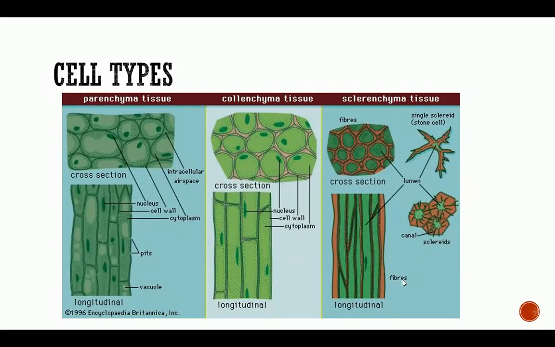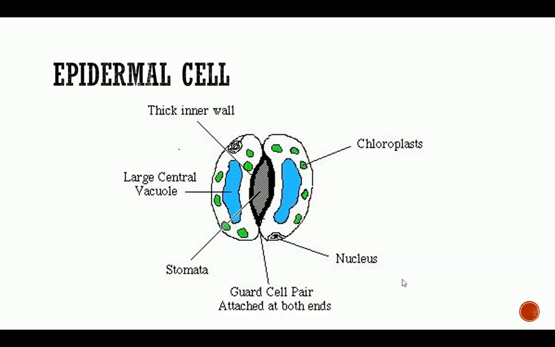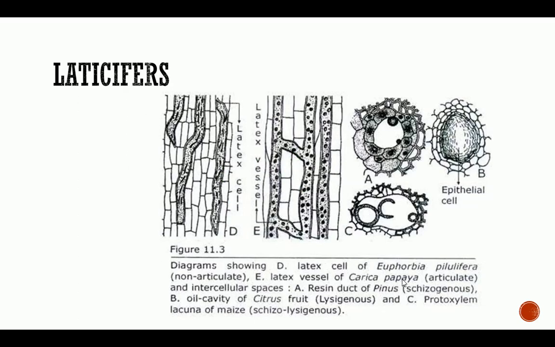All right, we have the cell types. We have the parenchyma tissue, the collenchyma tissue, the sclerenchyma tissue. Kindly look at the differences in terms of their components, the labeling. You see the differences. This is what an epidermal cell looks like. We have an example of an epidermal cell, which is the guard cell. We have an example of the laticifers: the articulated type and the non-articulated.